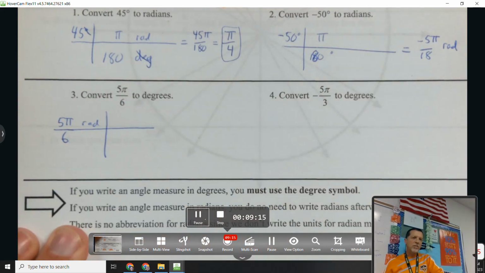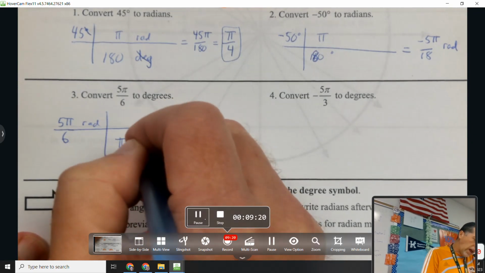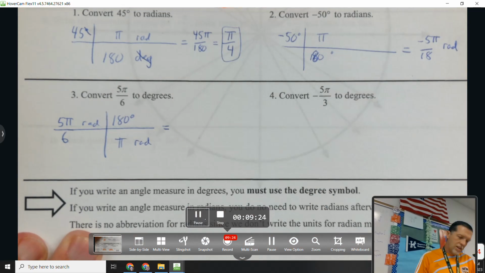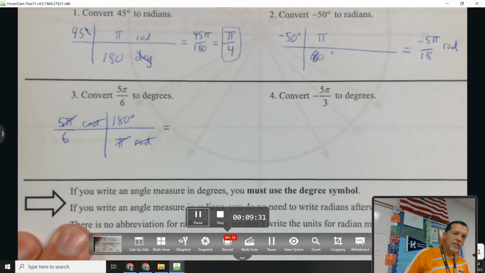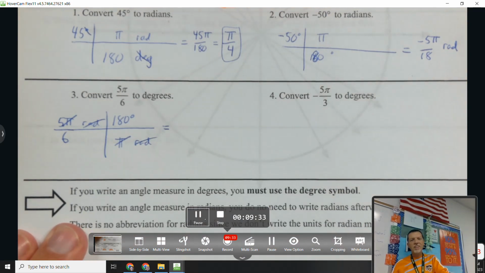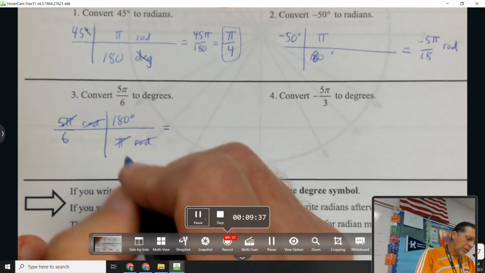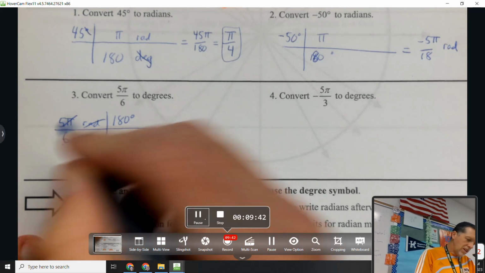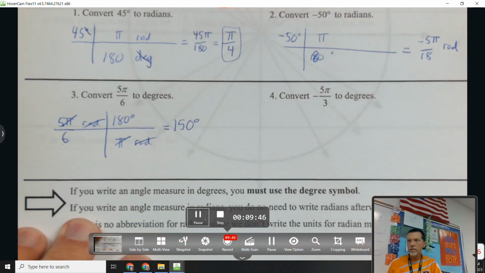So 5 pi over 6 radians. So I want the radians to go away. Pi radians is 180 degrees. So the radians cancel. The pi's cancel. 5 times 180. And 5/6 of 180. Well, maybe 180 over 6 would be a better way to go. 180 divided by 6 is 30. Times 5 is 150. So 150 degrees.